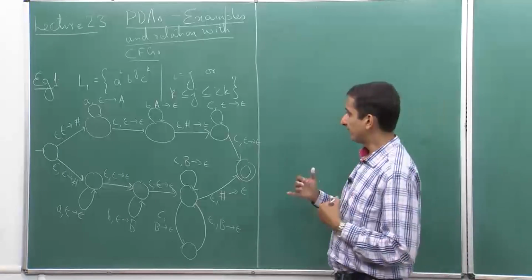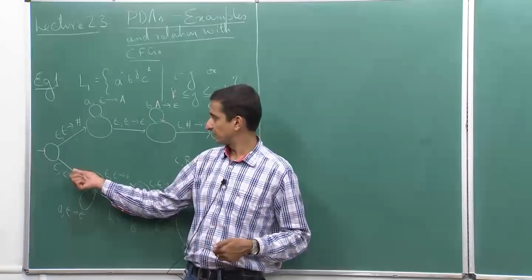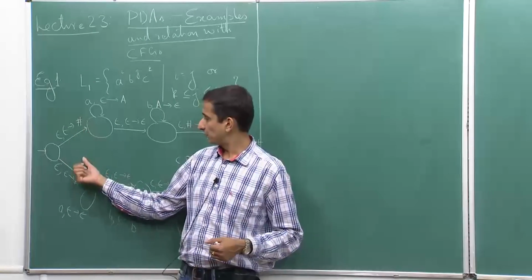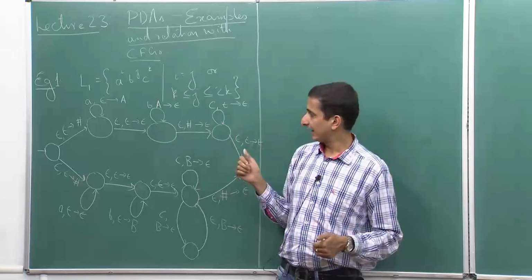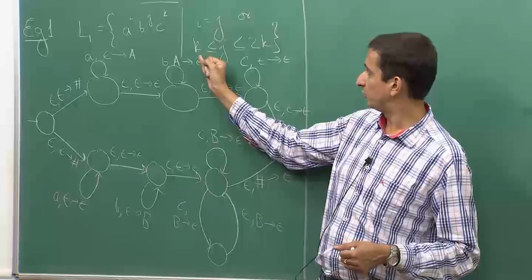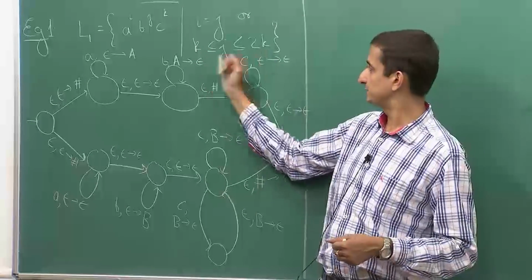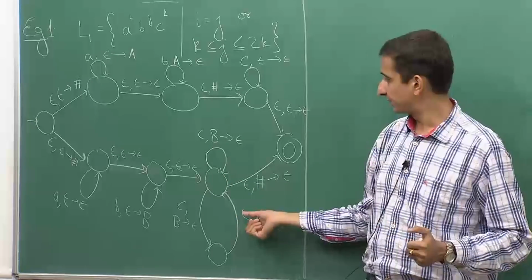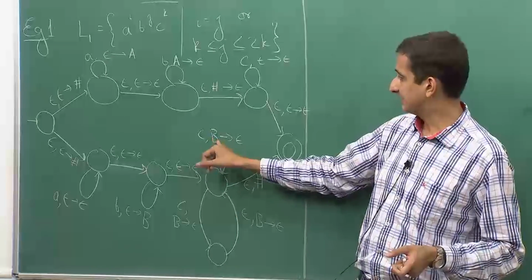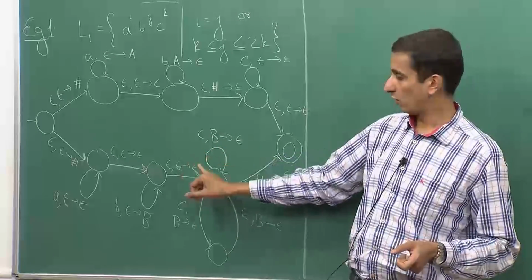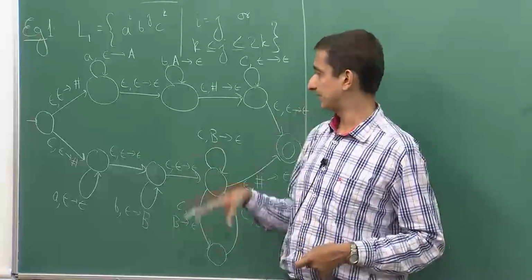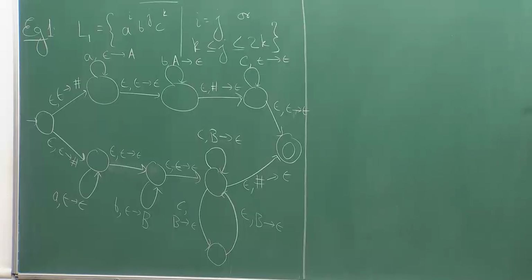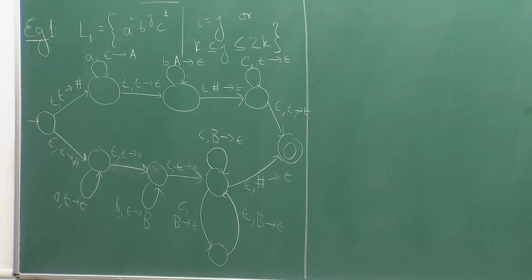So, once again we are using non-determinism in two places. First, we use non-determinism to decide which of the two tests we are going to perform. Second, if we are going to do the second check, that is j lies between k and 2k, we use non-determinism to either pop out a single b on seeing a c or pop out 2 b's on seeing a c. Okay. So, these are the two things and the rest is pretty self-explanatory.